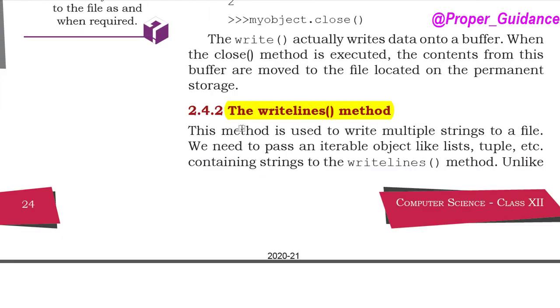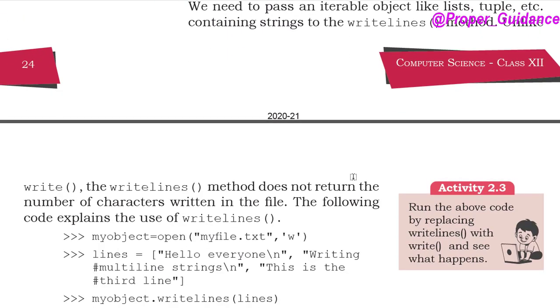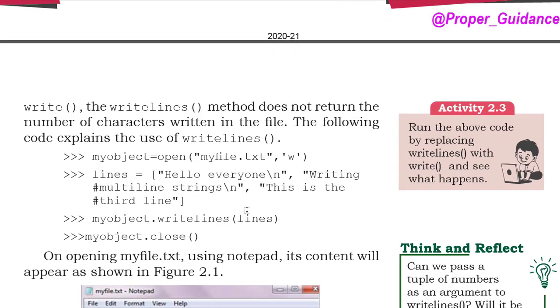The writelines method is used to write multiple strings to a file. We need to pass an iterable object like a list, tuple, etc. containing strings to the writelines method. Unlike write, the writelines method does not return the number of characters written in the file. The following code explains the use of writelines.